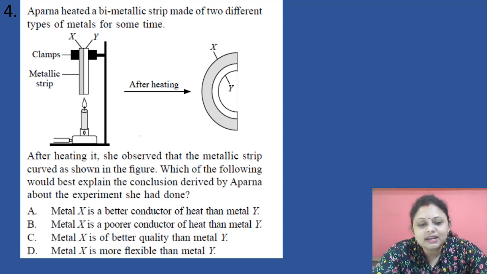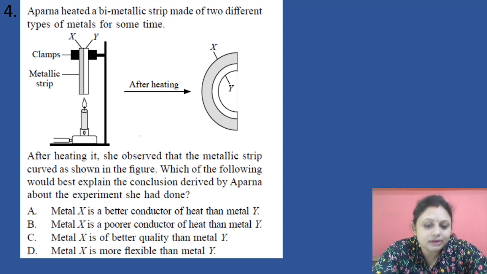Options are A. Metal X is a better conductor of heat than metal Y. B. Metal X is a poorer conductor of heat than metal Y. C. Metal X is of better quality than metal Y. D. Metal X is more flexible than metal Y.